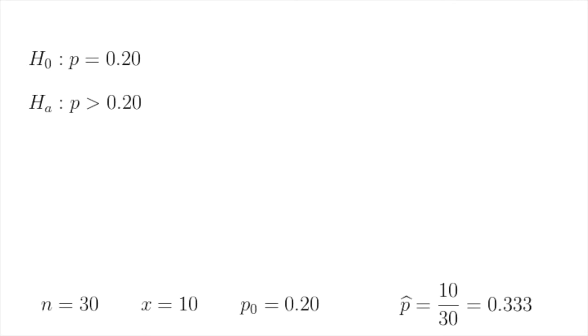Next, we need to write our hypotheses. The gym management wants to know if the population proportion is greater than 0.20. This is our alternative hypothesis. The null hypothesis is that the population proportion is equal to 0.20 because the null hypothesis must always contain the equality.